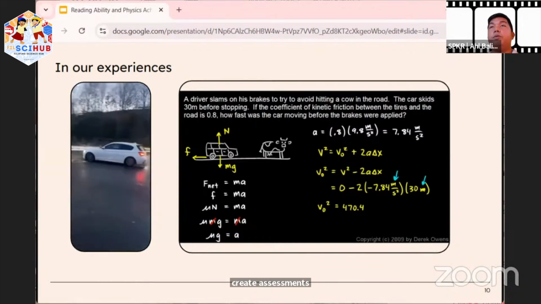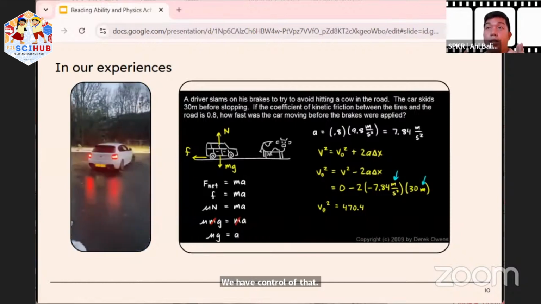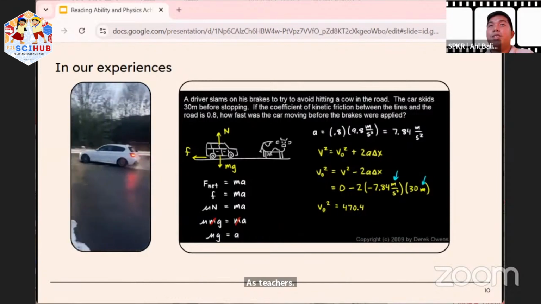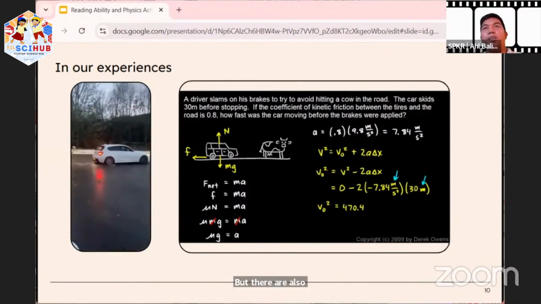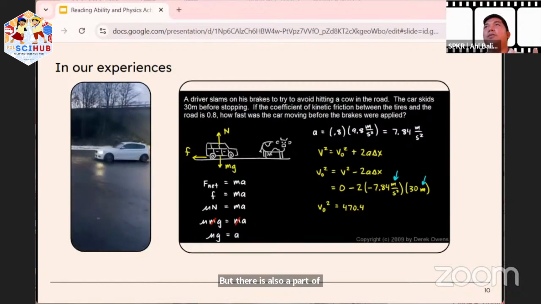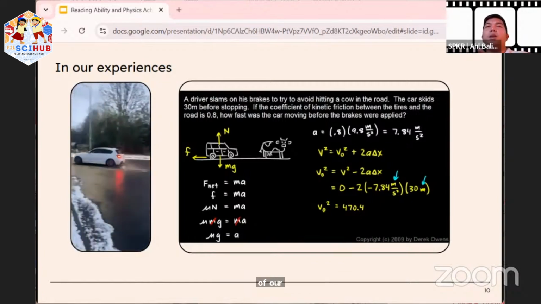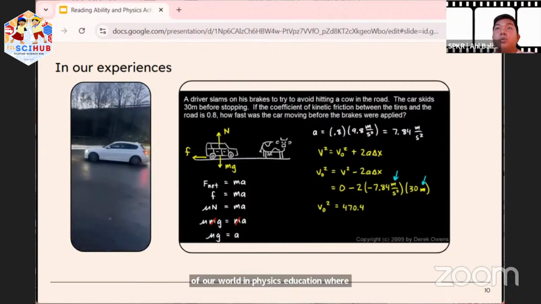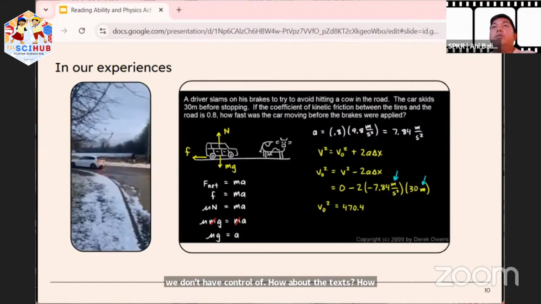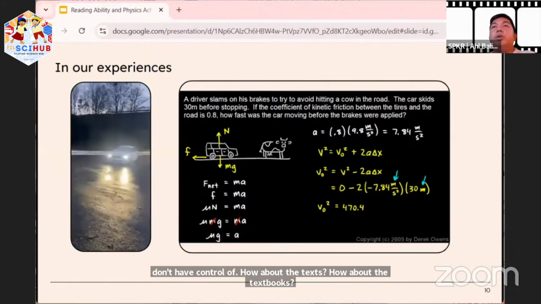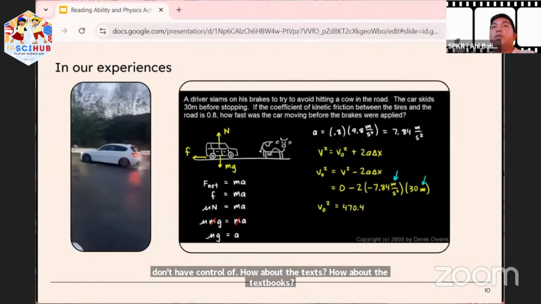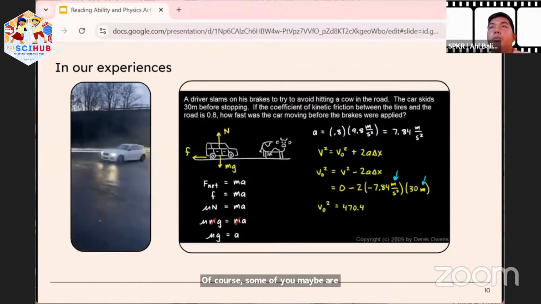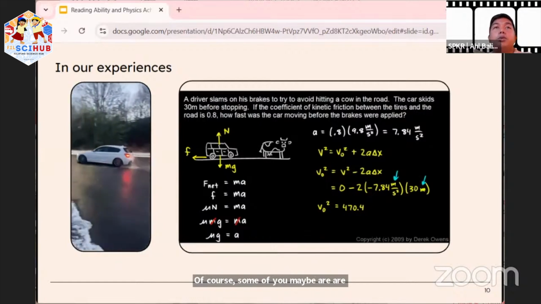We have control of those things as teachers. But there is also a part of our world in physics education where we don't have control. How about the textbooks? We don't know the level of the words or the terms in the textbooks. Of course, some of you maybe are writers of textbooks in the Philippines. You can also control that one.